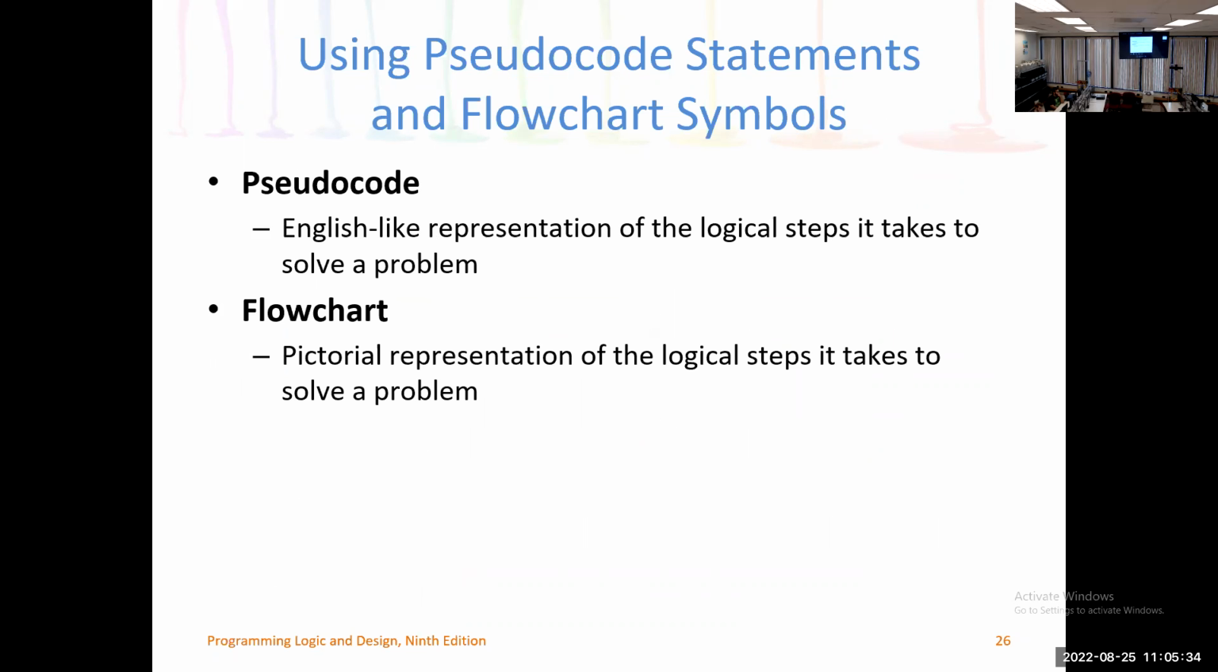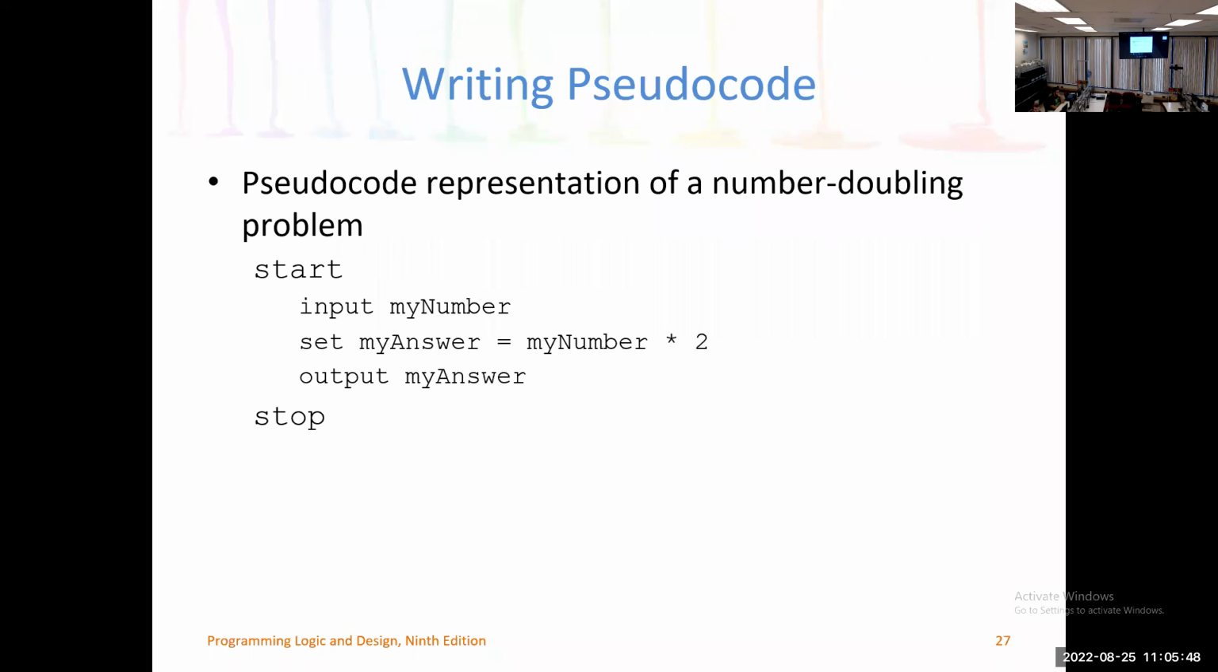Remember that pseudocode is not a real programming language. It's a representation of the logical steps it takes to solve a problem, and the flowchart is a pictorial representation here. So we can see that this is a very simple pseudocode program. And remember that every pseudocode has start and stop here. And for every program, basically you have three basic elements. You get input, you do the processing and give out the output. So in this program here, you get input, my number, and you want to figure out twice the number. That's why you have my answer equal to my number times 2 here.